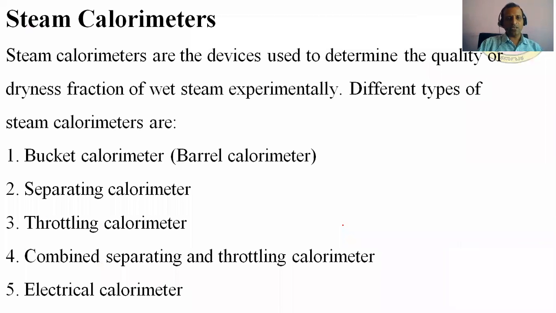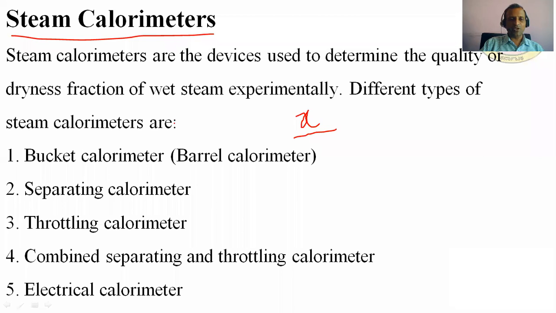Now we'll see what steam calorimeters are. Steam calorimeters are the devices used to determine the quality or dryness fraction of wet steam experimentally. So we need to find out x. x is the dryness fraction. How do we find x experimentally? We can find the dryness fraction of the steam by using steam calorimeters, right?